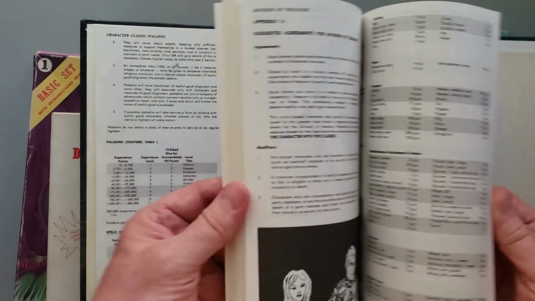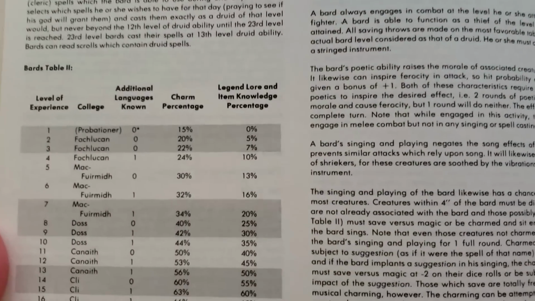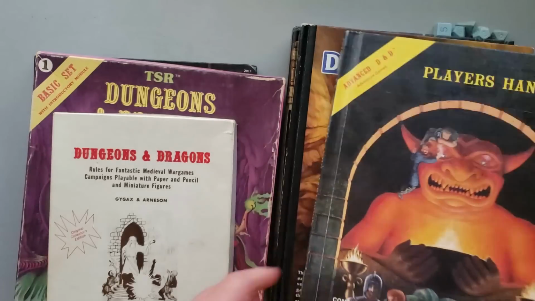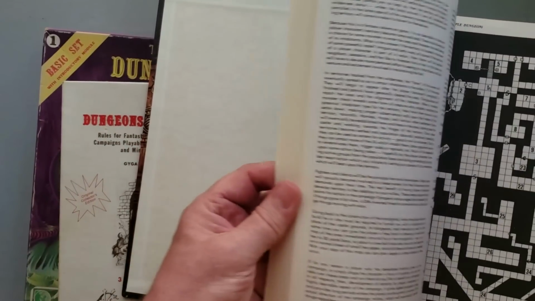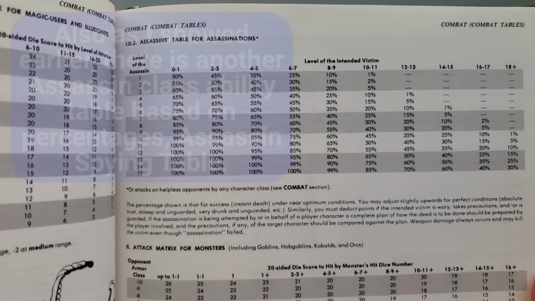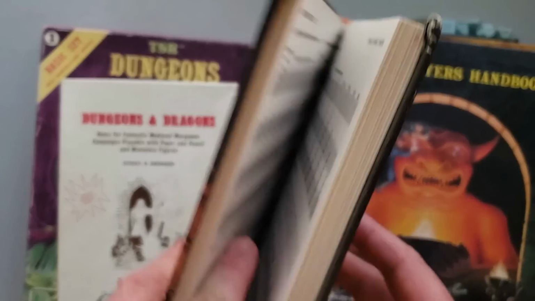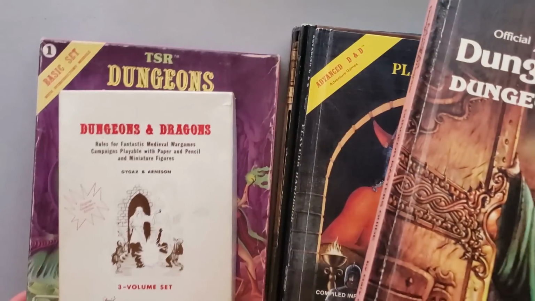If you go to the appendices in the back, there's a bard class in here, and they have legend lore and item knowledge, which is based on a percentage. Okay. Then you also have the assassination table. So we looked at this briefly just a few minutes ago, but I didn't really show it. But it is based on a percentage. Now, the original assassination table was created by Tim Kask for the Blackmoor supplement back in 1975. But again, it was based on a percentage. Okay, and that was after the Thief class had debuted.